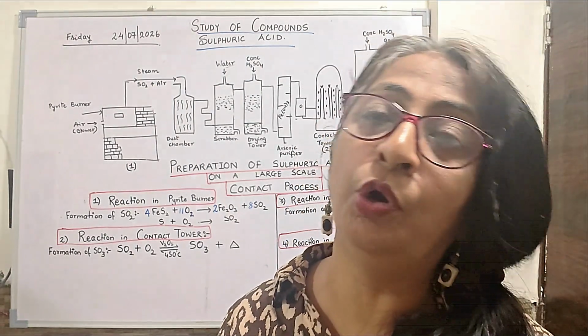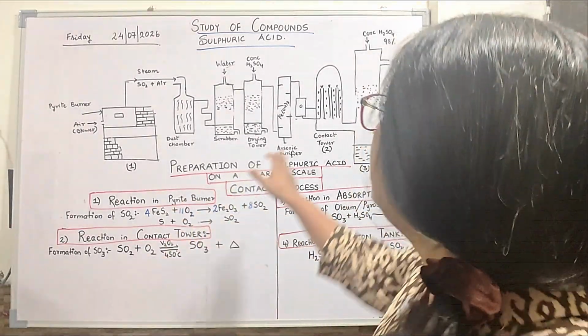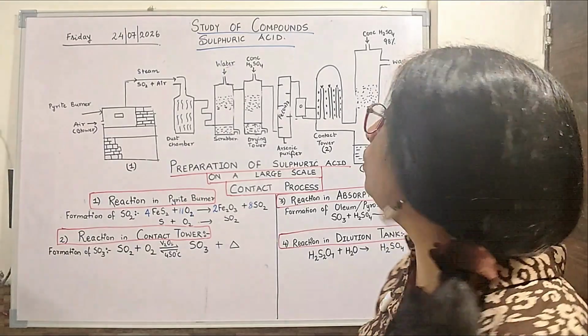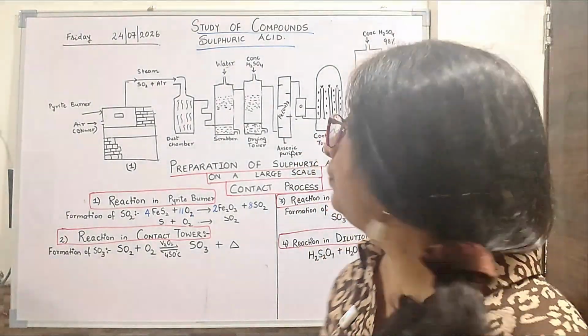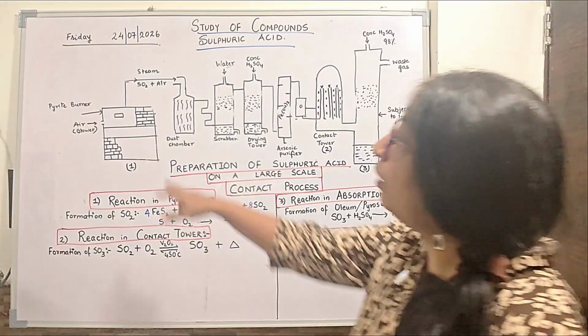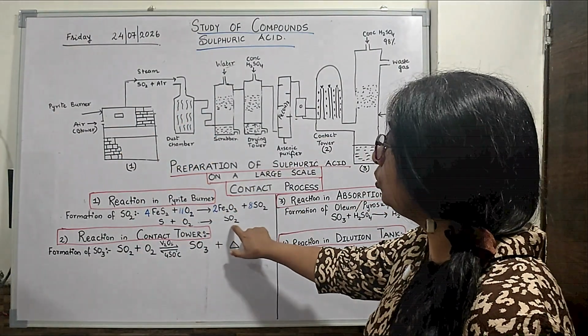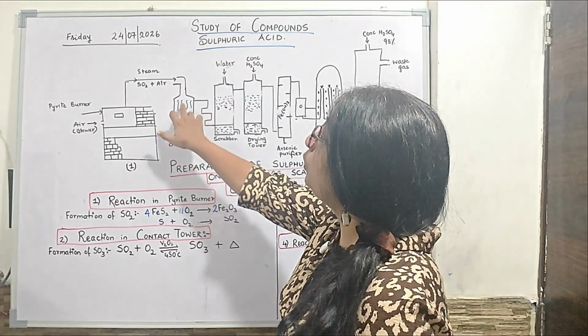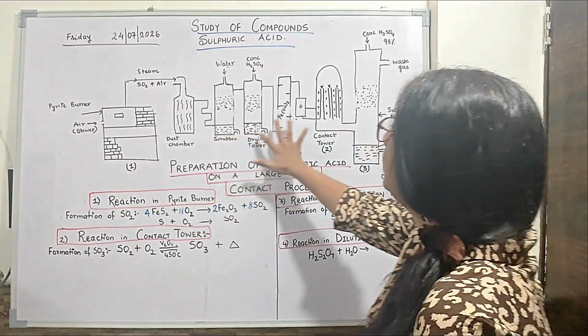So we need to make sure that whatever we are putting in the contact tower should be absolutely pure, as pure as it can be. So we are going to now put that sulfur dioxide that we obtain through these reactions into a dusting chamber. These are all purification units that you can see.